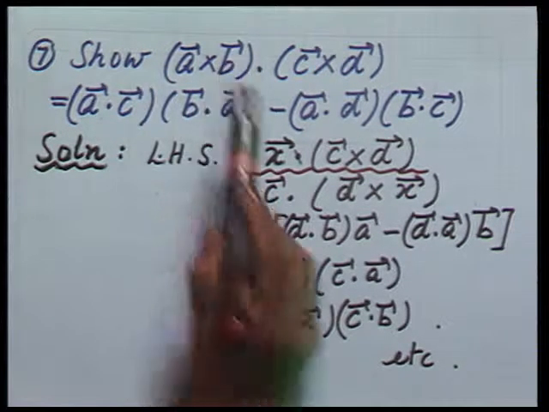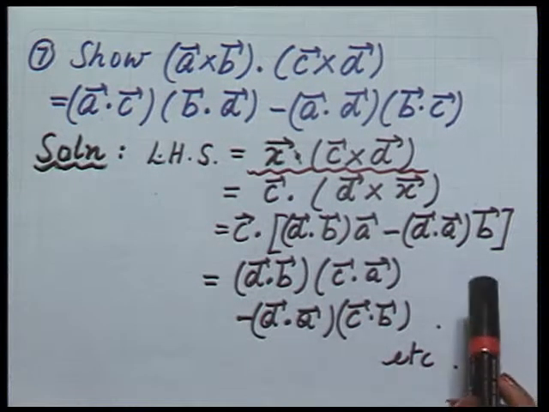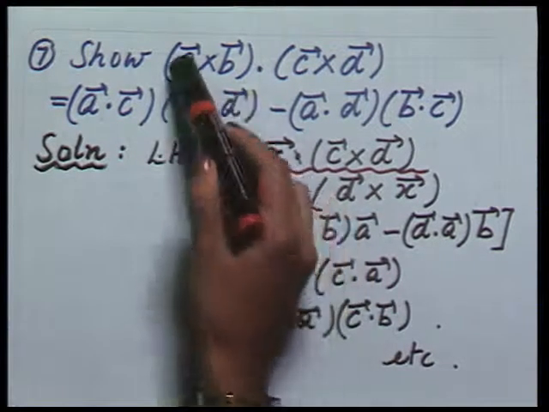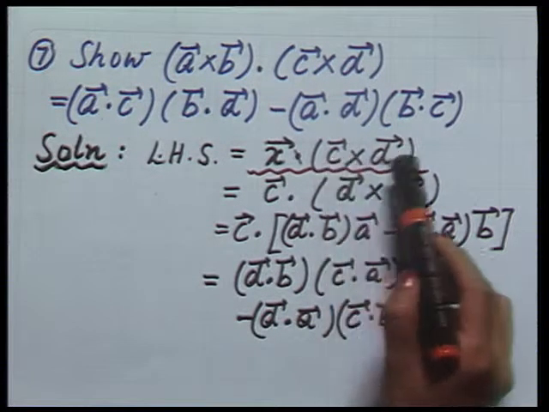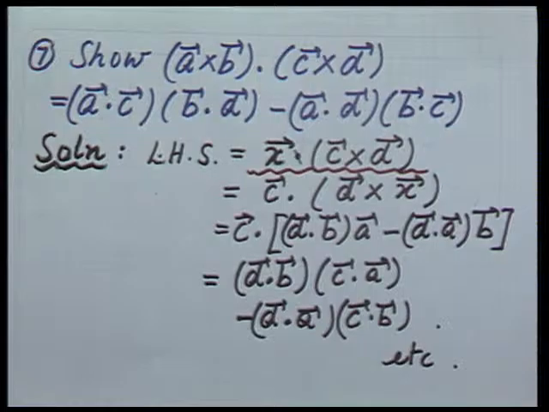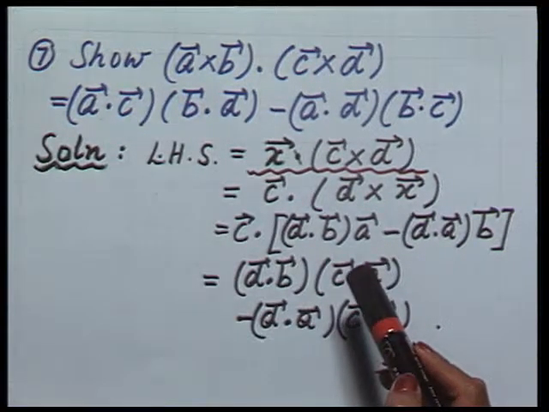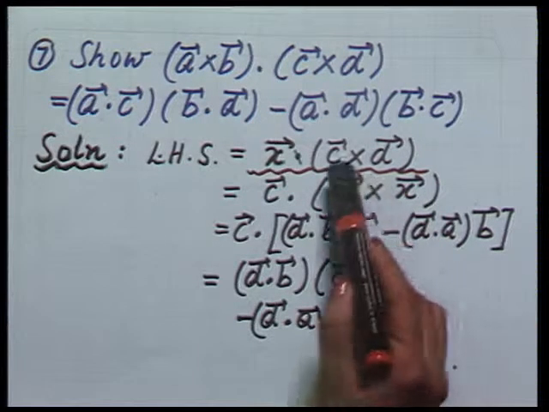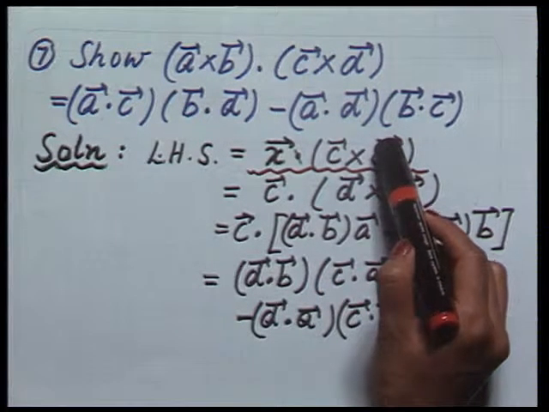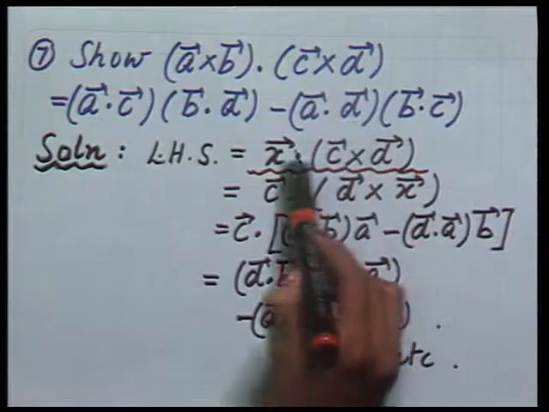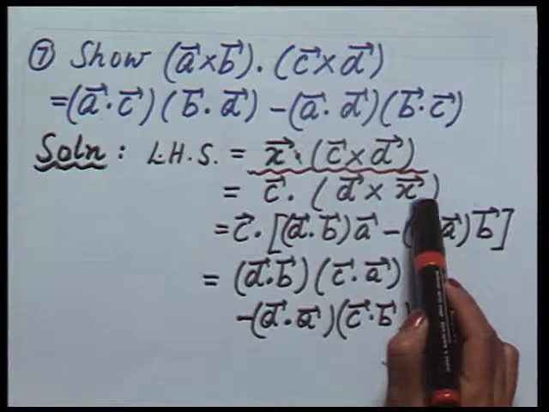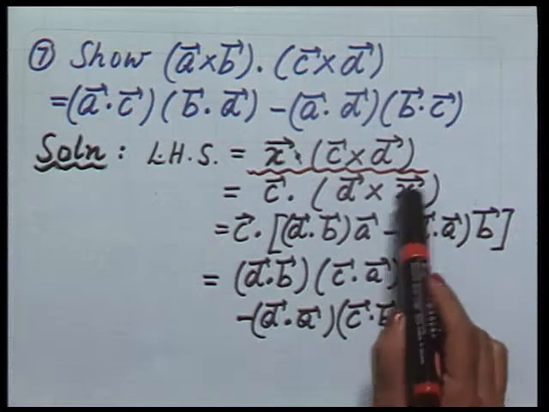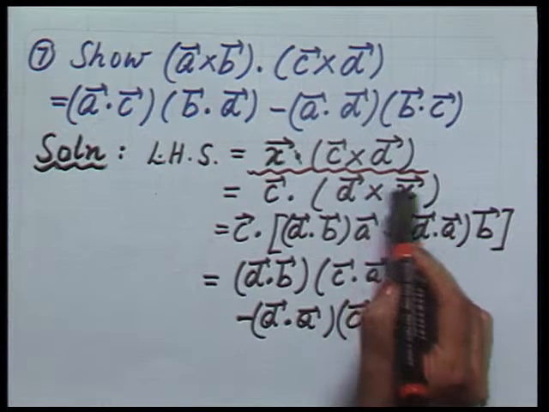Take A cross B as a single vector x to begin with. So the left hand side is x dot C cross D. There's a dot here. And then use the properties of scalar triple product to write this as C dot D cross x. Now put in the value of x, and this is equal to D cross A cross B.